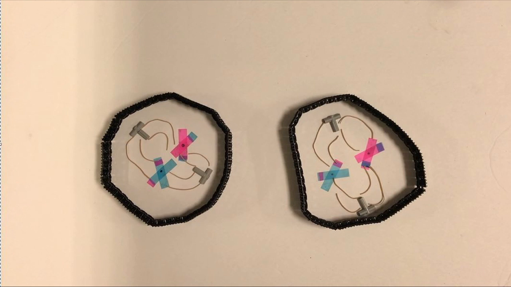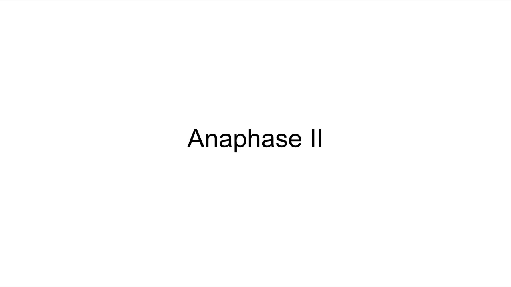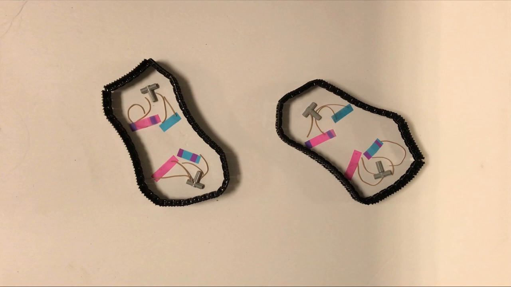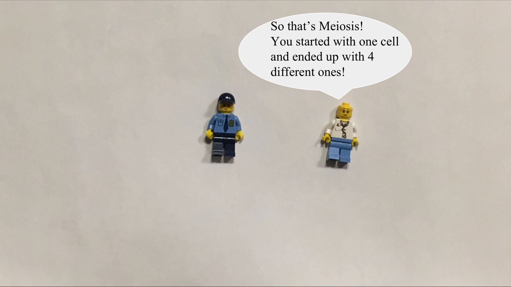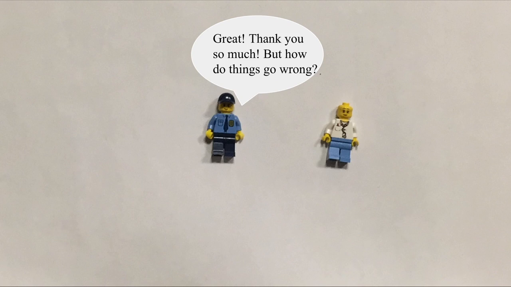In metaphase 2, the spindle fibers attach to chromosomes that are lined up along the middle line, and anaphase 2 pulls sister chromatids apart. The chromatid separates to either ends of the poles for telophase, and then cytokinesis separates into 4 haploid cells. So that's meiosis. You started with 1 cell and ended up with 4 different haploid cells. Great, thank you so much.